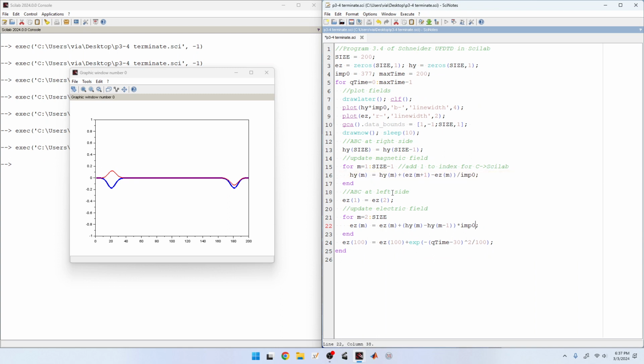Or if the mu relative was, say, 2, over here, divide that by 2, that also should not work. Or, yeah, it's not. There's a little bit of a reflection. Okay, so it only works if, at least at these left and right edges, you have free space.